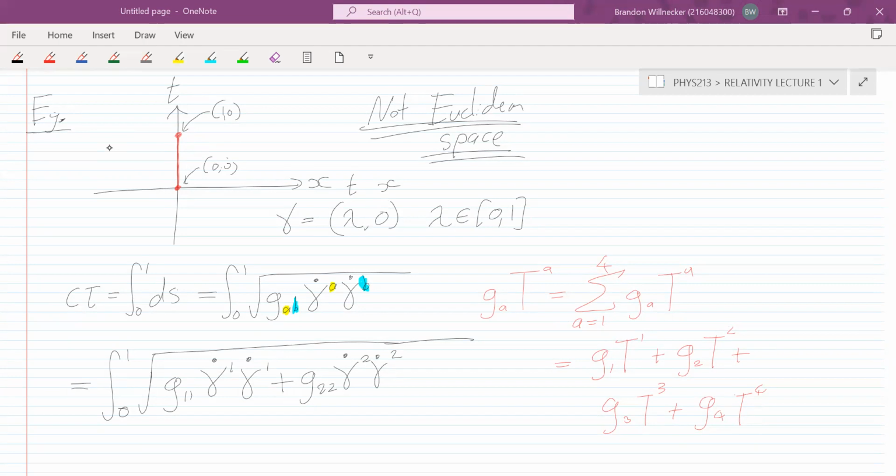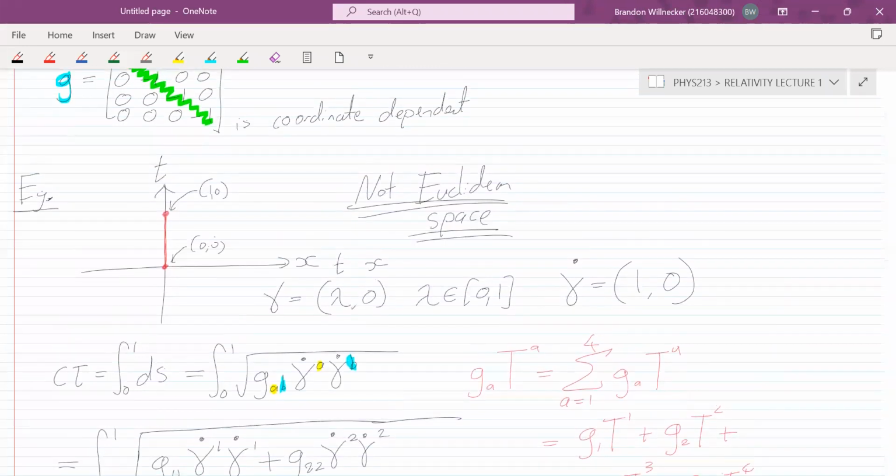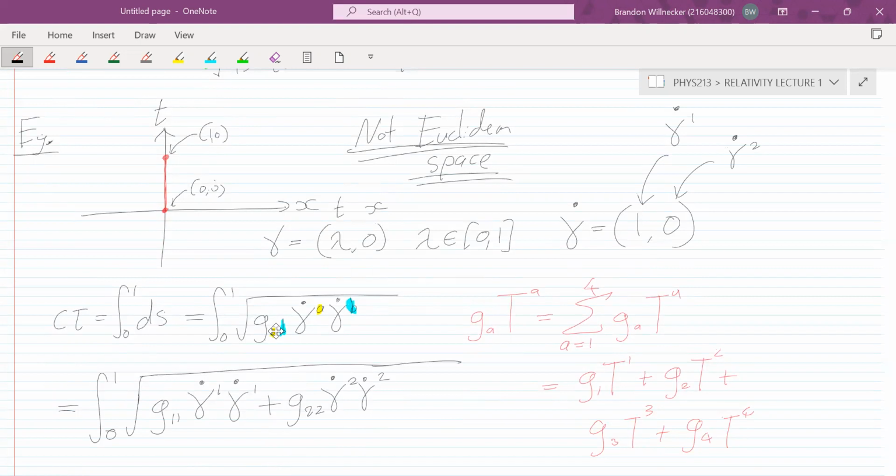So what is this gamma dot? Let's work that out. Gamma dot is the derivative with respect to lambda, because gamma is a function of lambda. So it's just going to be (1, 0). If this was a more complicated function of lambda, then you would have some lambda functions in each component. So gamma 1 is the first entry in gamma, and gamma 2 is the second entry in gamma. Gamma 1 dot would be the first entry in gamma dot, and gamma 2 dot would be the second entry. The indices label the entries, much like how the indices for a matrix label the elements of a matrix.